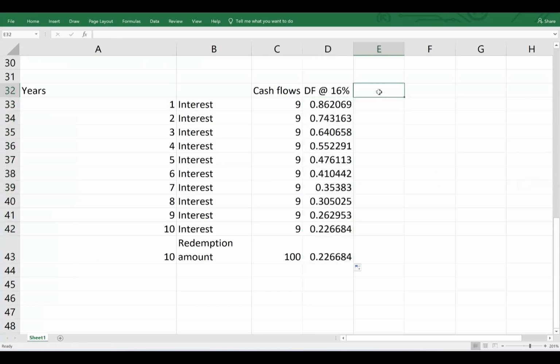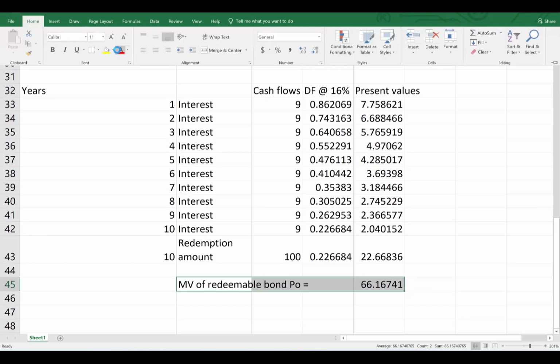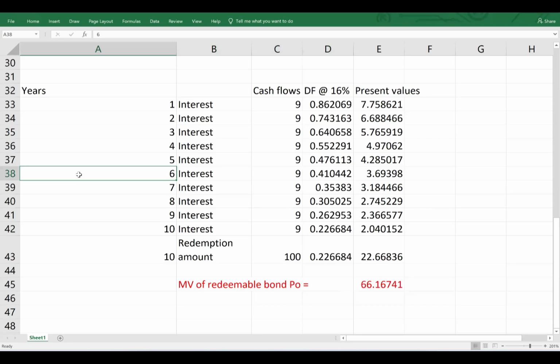And then we will find the present values. And the market value of this bond is this. This is the market value of the redeemable bond. Is it clear? So simple. Take all the future cash flows and discount them. So the present value of all the future cash flows is the market value of the bond.